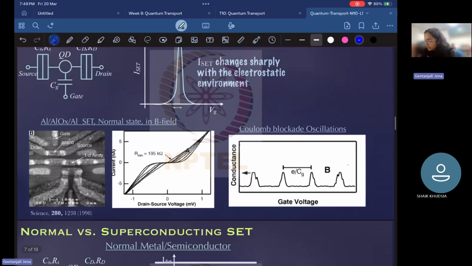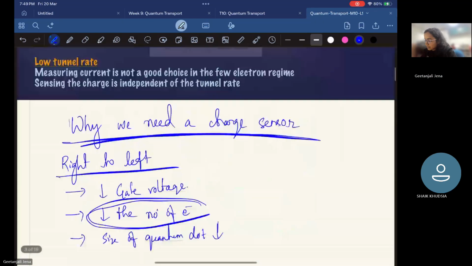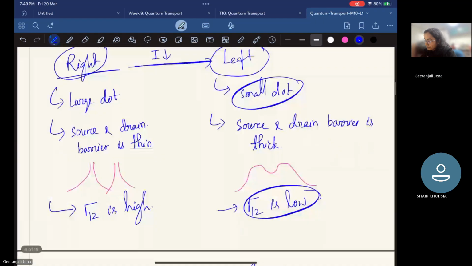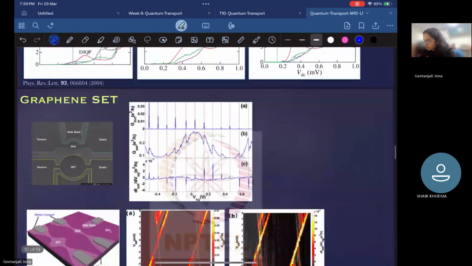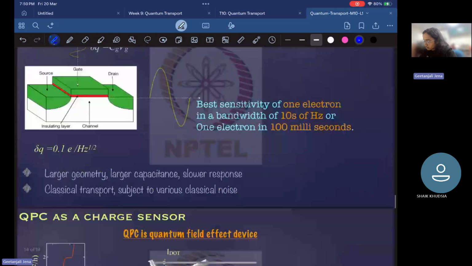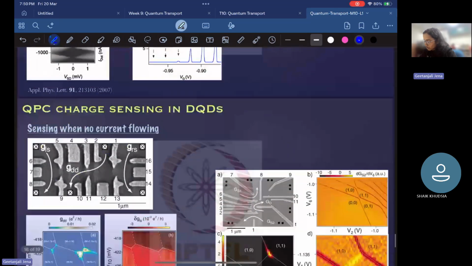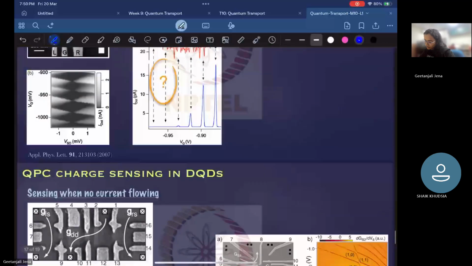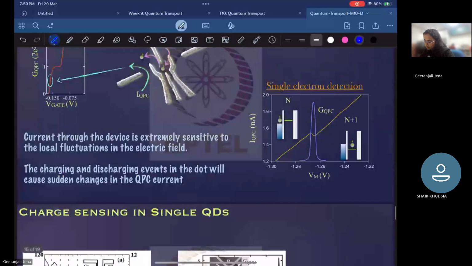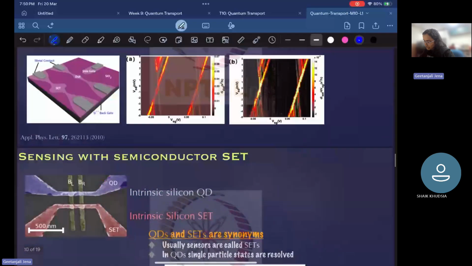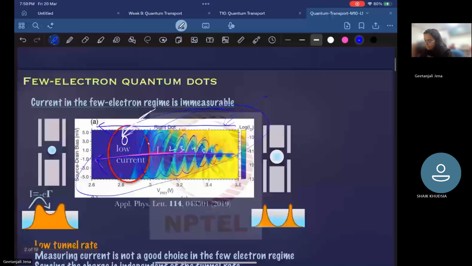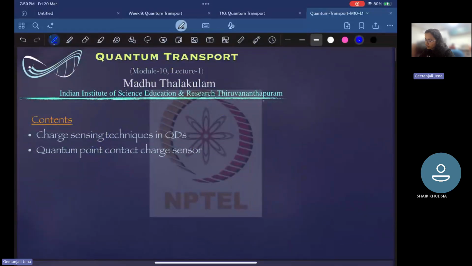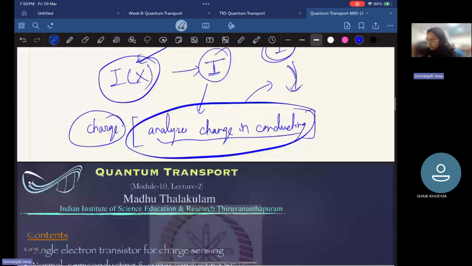So let us see in brief. Where is the slide? Oh, I think it's not there. Okay, let me draw it by hand.